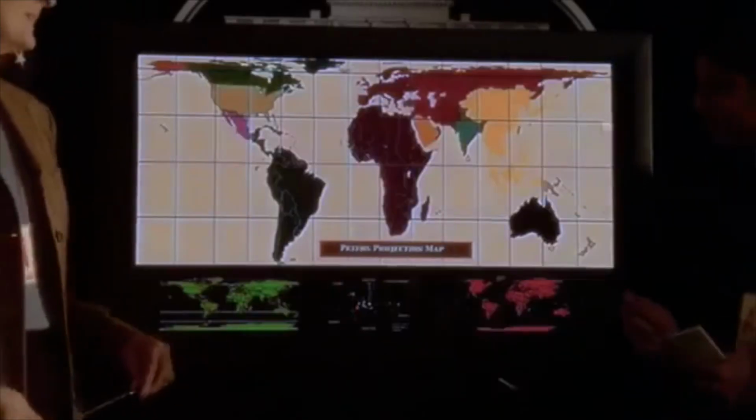Nothing's where you think it is. Where is it? I'm glad you asked. The Peters projection. What the hell is that? It's where you've been living this whole time.